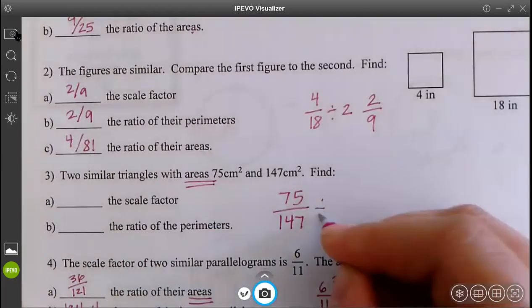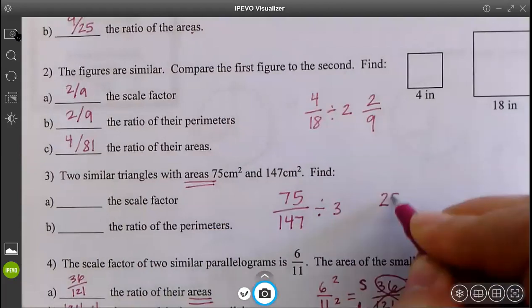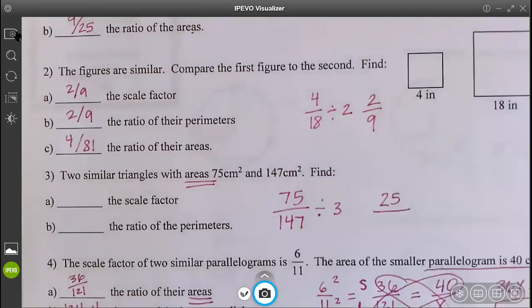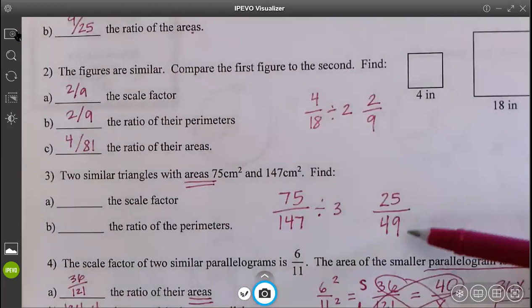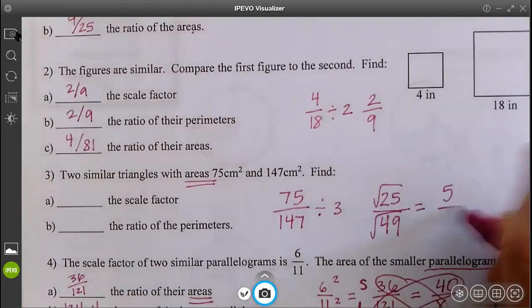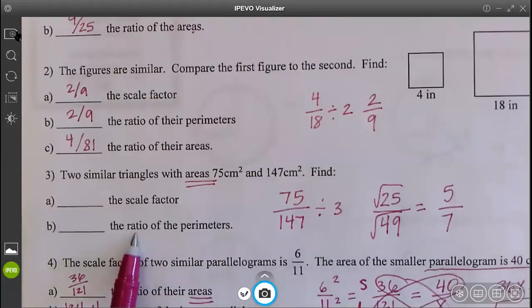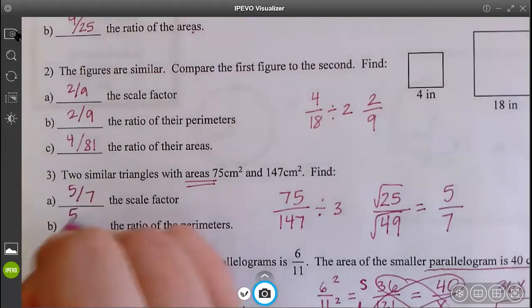So I'm going to divide out, I'm guessing maybe a 3. So if I divide by 3, I'm going to get 25/49. 147 divided by 3 is 49. So now see how those two are perfect squares? I got 25 and 49. So I'm going to get 5 and 7. And remember the scale factor and the ratio of perimeters are going to be the same. So these two answers are going to be the same, 5/7 and 5/7.